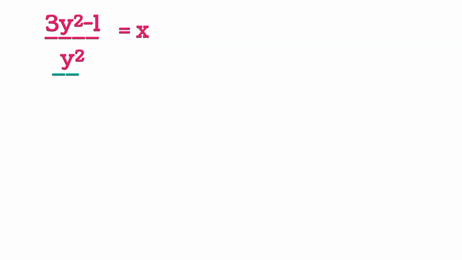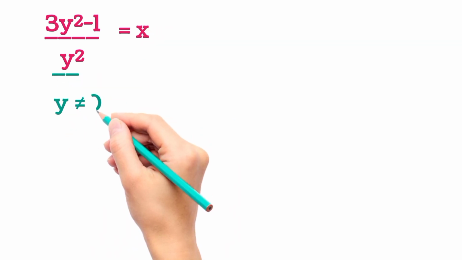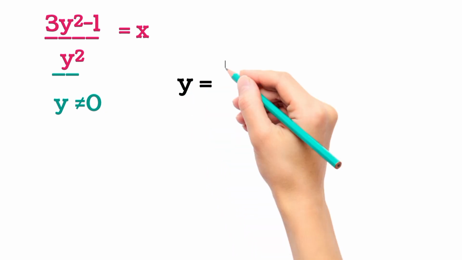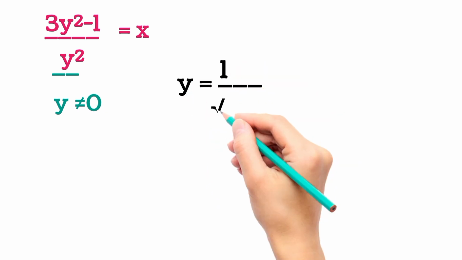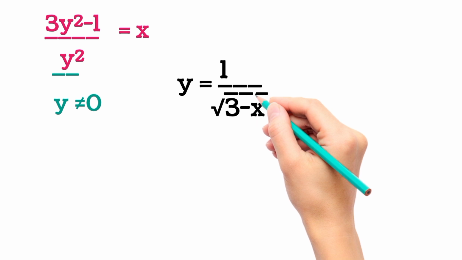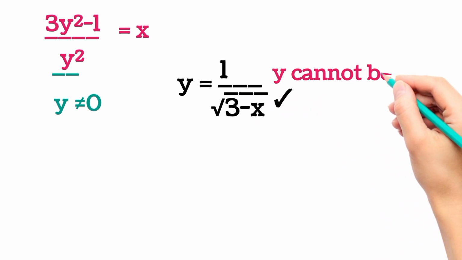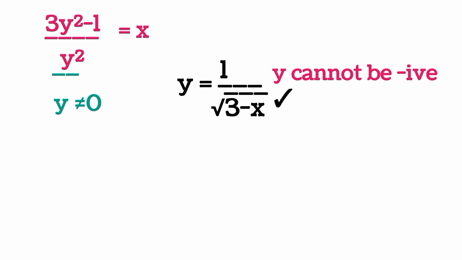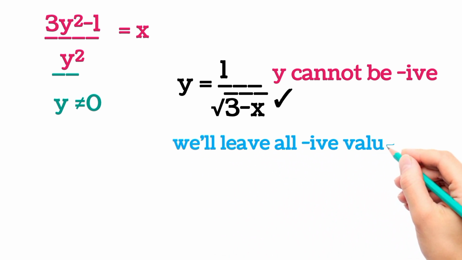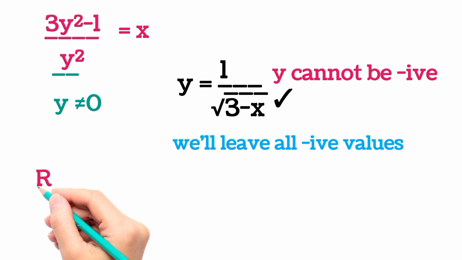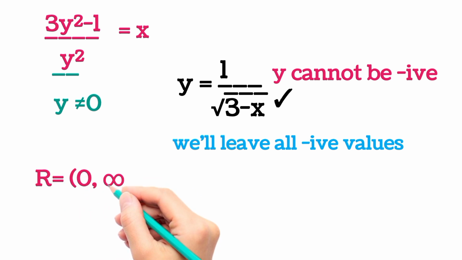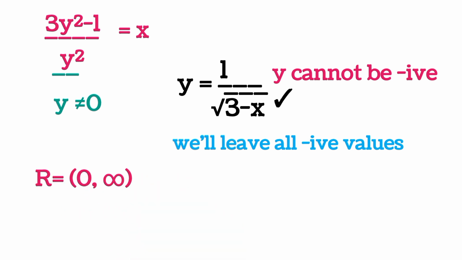Here y square is in denominator, so y can't be equal to 0, and the question was y is equal to 1 divided by square root of 3 minus x. Here we see that y can't be negative, so we will take only positive values. So the range of the function R will be equal to (0, infinity), where 0 is not included.